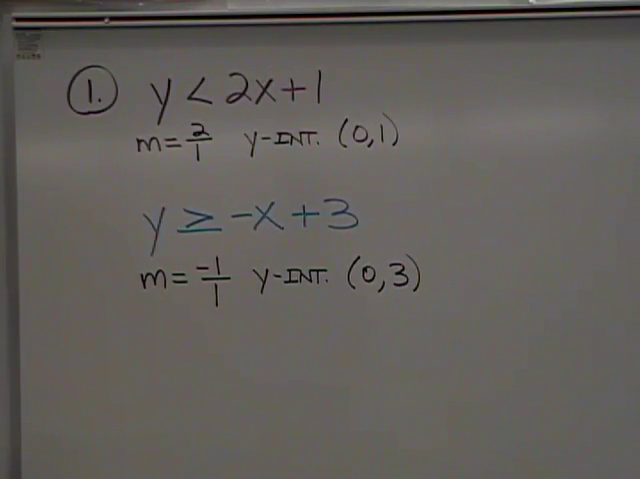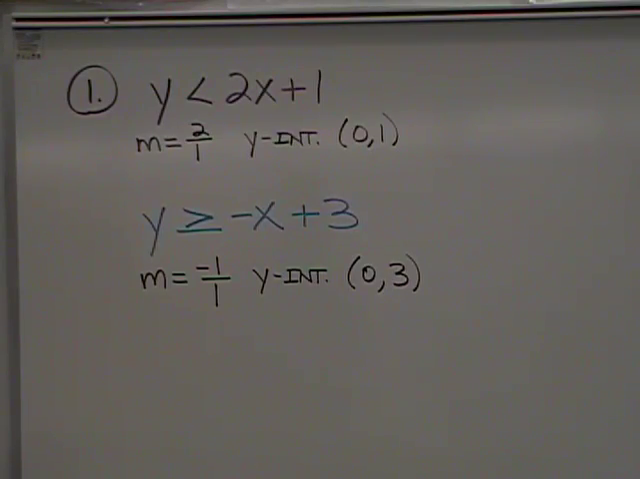And then we take a look at our second inequality, the blue one. It says y is greater than or equal to negative x plus 3. Again, it's already in slope-intercept form. That's great, because just by looking at the inequality, we can see that the slope is negative 1, or negative 1 over 1, and the y-intercept is 0, 3. Now, that's all the information that we know right now, but it's all we need to know. We can take that information over to the coordinate plane, and we can graph those lines.